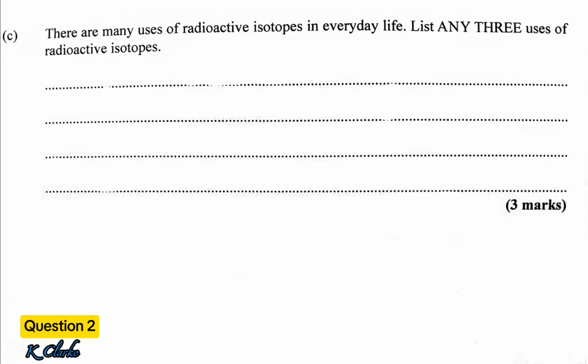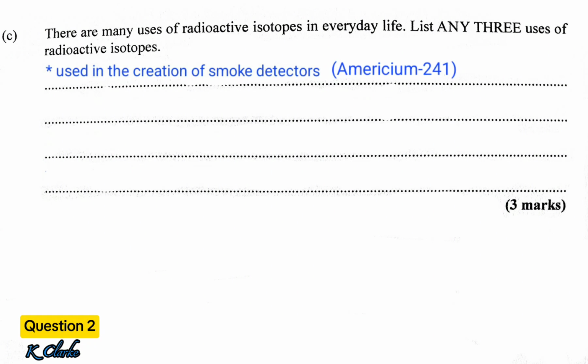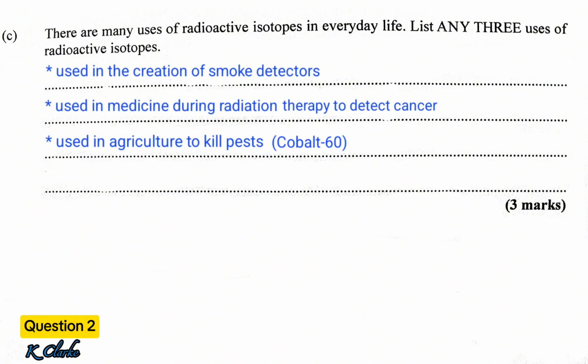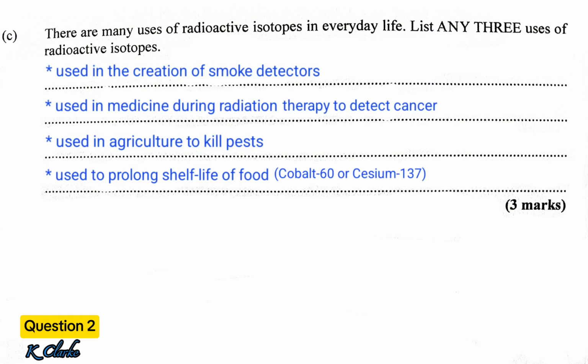C. There are many uses of radioactive isotopes in everyday life. List any 3 uses of radioactive isotopes. One of the uses is in the creation of smoke detectors, americium-241. Used in medicine during radiation therapy to detect cancer, technetium-99m. Used in agriculture to kill pests, cobalt-60. Used to prolong shelf life of food, cobalt-60 or cesium-137.